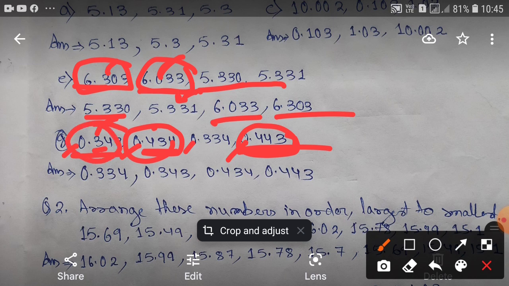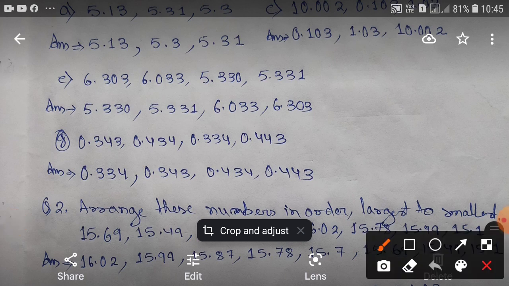We will compare these two numbers first. We will compare this number and this number. If you see here, in the 100th position we have 4 and here we have 3. So definitely this number will be smaller. So we have written this one here and this one in the second position.